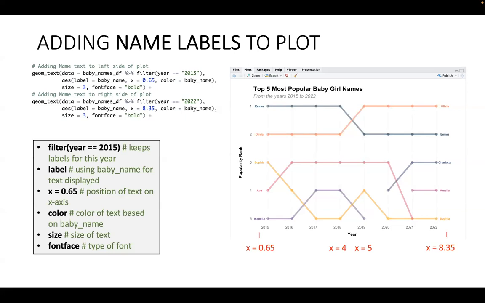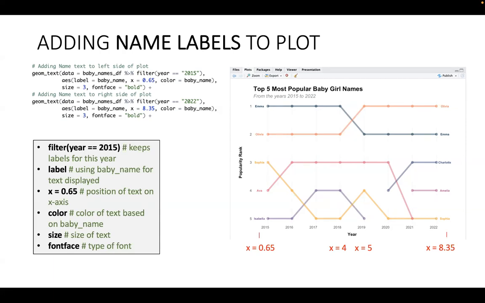When looking inside the geom text function, we see that we have a filter function. By specifying the values that have the year equal to 2015, we are only keeping the data values that correspond with the first point for each line on the plot. On the other hand, in the second geom text function, we are specifying that we only want the data values that correspond with the last point for each line on the plot.